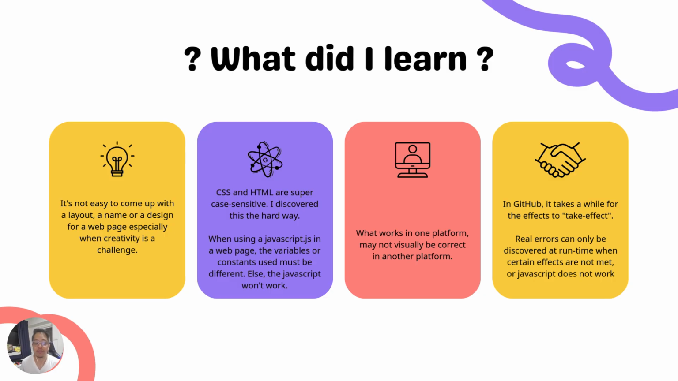Third, what works in one platform may not visually be correct in another platform. So this one, the developer really needs to test across a lot of platforms just to make sure that everything is in order. And last but not the least, in GitHub, it takes a while for the effects to take effect, and real errors can only be discovered at runtime when certain effects are not met or JavaScript does not work. So these are the challenges and the learnings that I've encountered during this mini project.